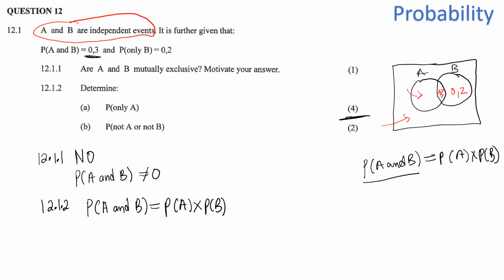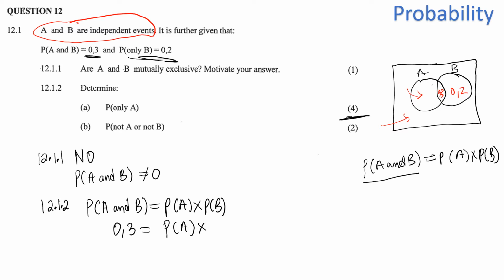All right, so probability of A and B is 0.3, which equals probability of A multiplied by probability of B. What is probability of A? We don't know it. We just know part of A is 0.3, but we don't know the probability of the whole circle of A because we don't have A only. So we'll just keep it as probability of A. What is probability of B? Be very careful not to say 0.2, because that is the probability of only B.